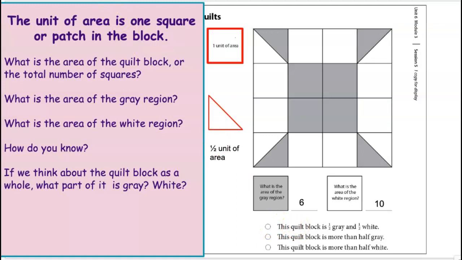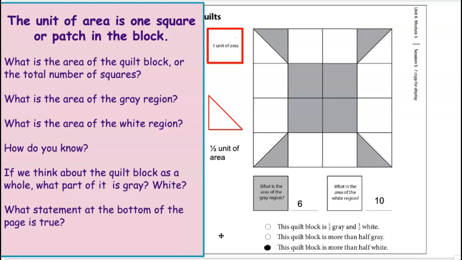And I know that the quilt block is not more than half gray because 6 is smaller than 10. So the quilt block must be more than half white because 10 is a bigger number than 6. So I know that if I'm looking at the statements on the bottom of the page, the quilt block is more than half white. Now, what we really learned in all of this is we learned that we can measure area in whole units and we can measure area in half units.